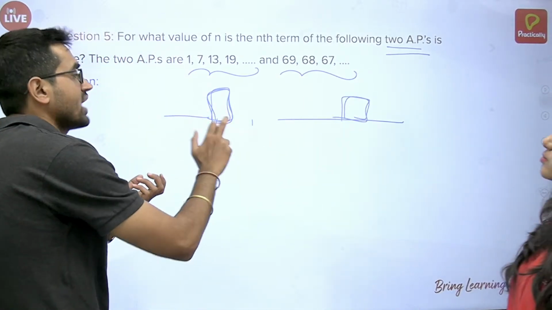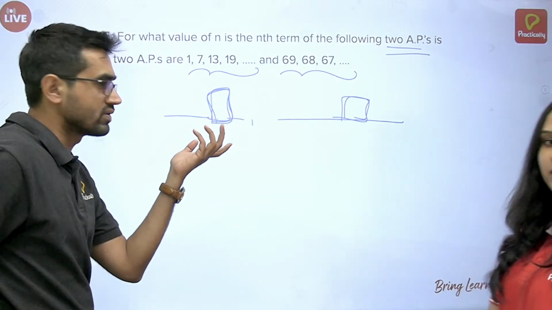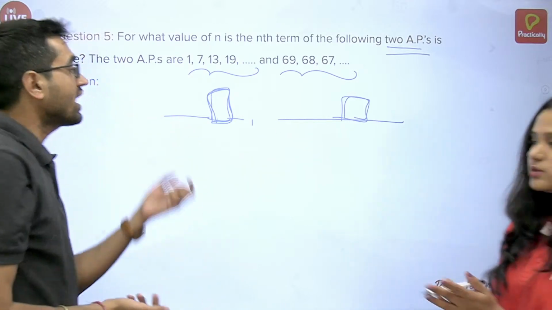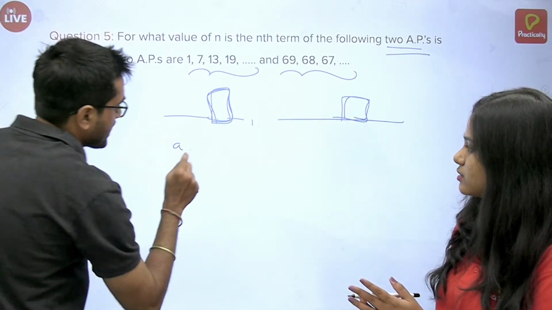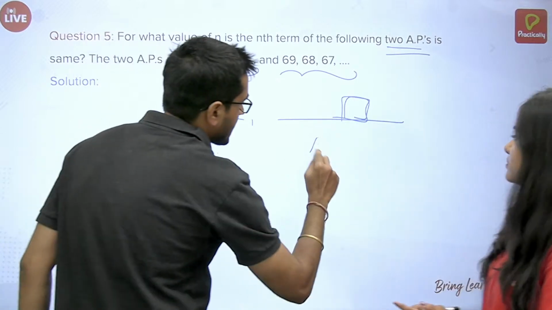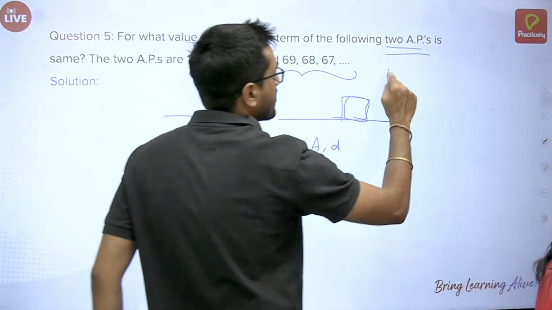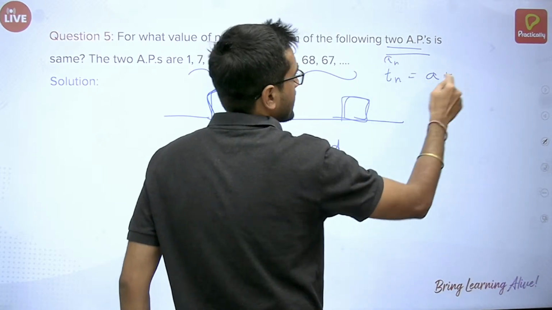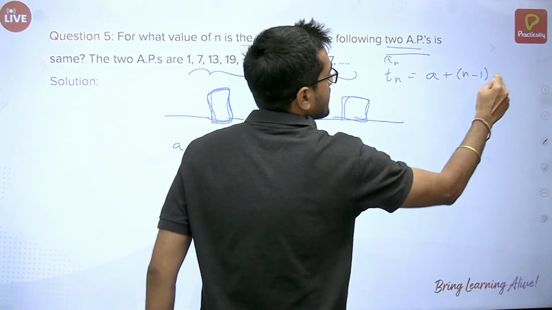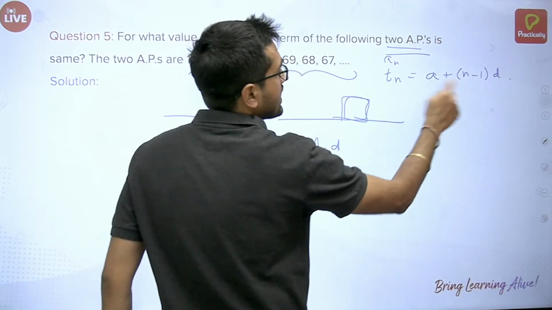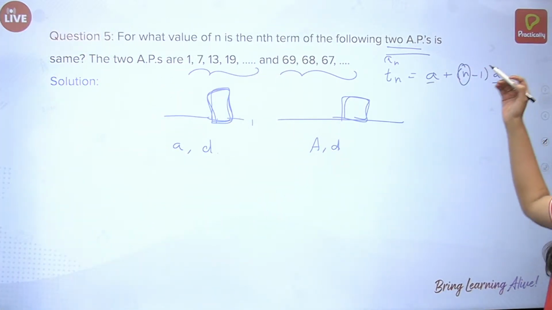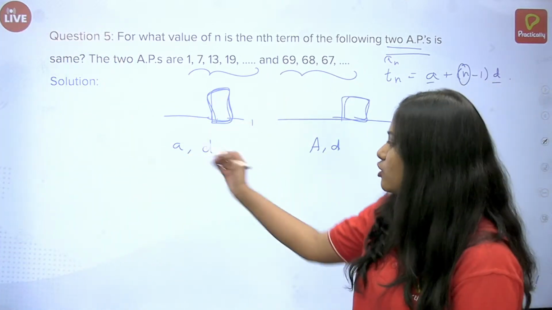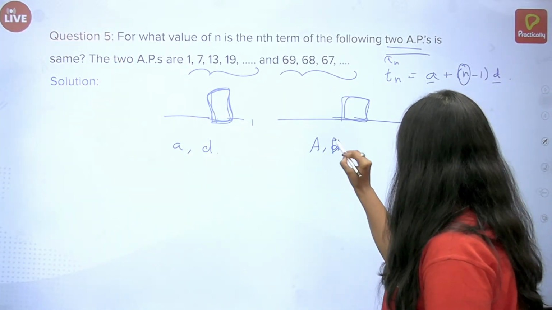I know the formula for nth term. I will equate. What I need to know is what is the a and d in this and what is the a and d in this, because the general formula for any term is a n, or whatever you write, a plus n minus 1 into d. So you need to know the a and d so that we can find n, which is the first term and the common difference. Let us take small a and small d, and capital A, capital D.